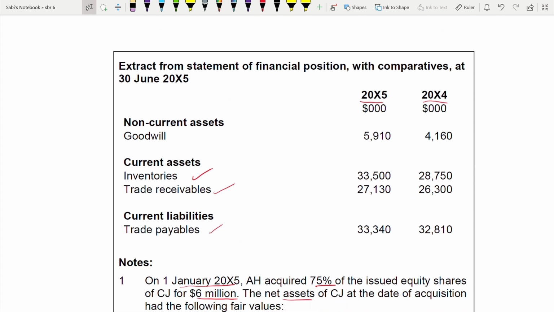For inventory, we'll start with inventory because that is the first thing which is given. Inventory, if you see, this is 2004. Inventory from here to here increased. Find the difference and see what the increase is. An increase in inventory is an outflow. For trade receivable, an increase is an outflow because customers will take more time to pay. And trade payable, if you see, it increased. It increased means you are taking more time to pay, so it's an inflow.